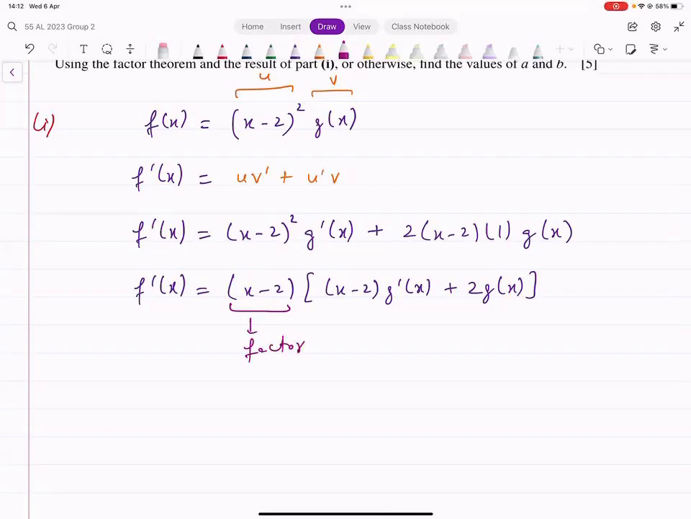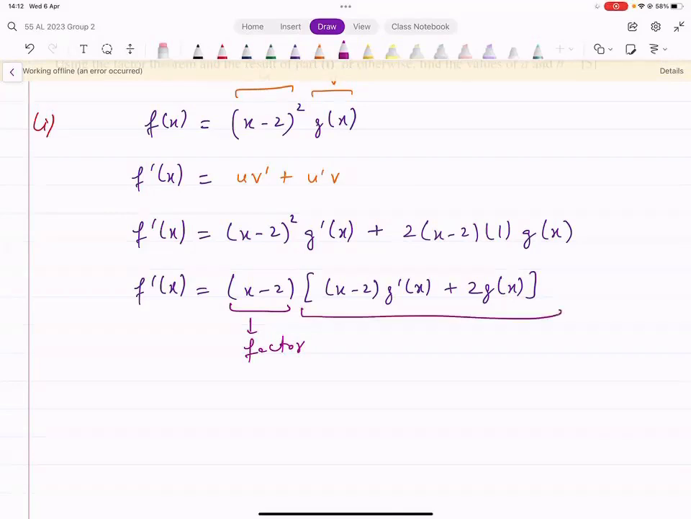ठीक है, उसको फैक्टराइज्ड फॉर्म में लिख दिया ना. फैक्टराइज्ड फॉर्म के दो या दो से ज्यादा एक्सप्रेशंस का प्रोडक्ट आपने बना दिया. Each of these is a factor. ये भी एक फैक्टर है, ये दूसरा फैक्टर है. So x minus 2 is one of the two factors.